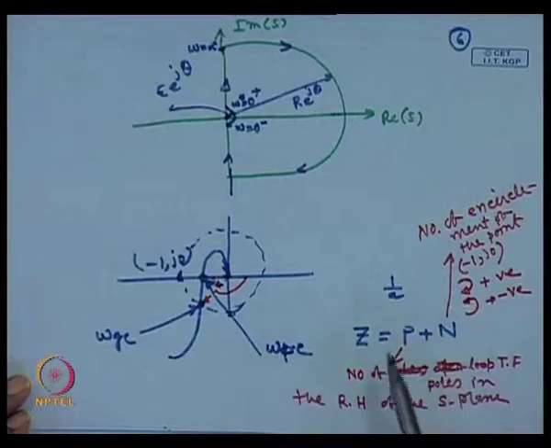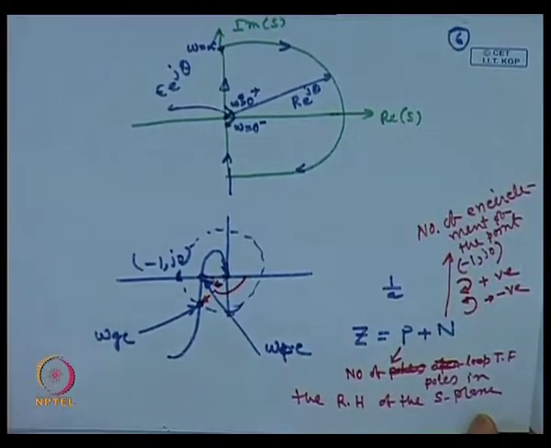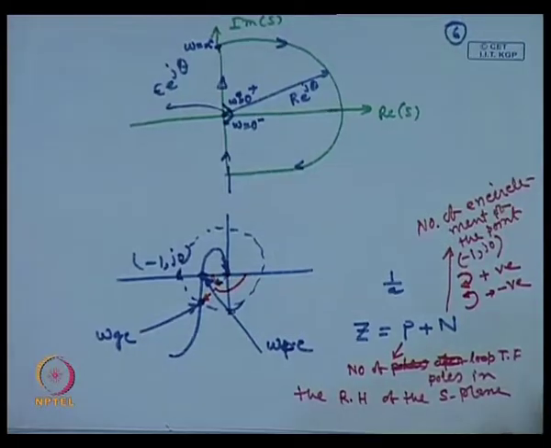So, in this way we can study the stability of the closed loop system, even if the system is a non-minimum phase system, that means if there are open loop poles in the right half of the S plane, we can study the stability of this one.